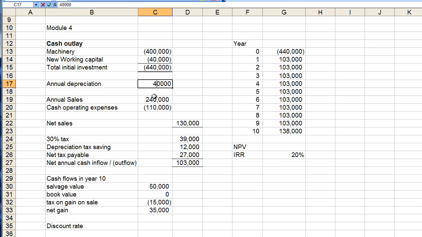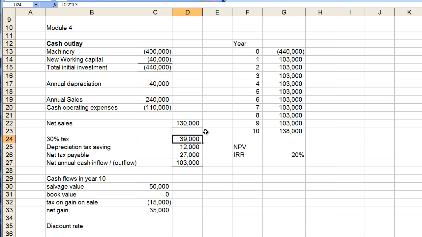The annual depreciation figure, the machine is being depreciated to 0 over 10 years, so our annual depreciation will be $40,000. Our annual sales, which is a given figure, is $240,000. Cash operating expenses of $110,000. So we have a net sales figure here of $130,000. Then out of that net sales figure, we're going to have to pay some tax, which will be 30%. So that is 0.3 of $130,000 because the corporate tax rate is 30%.